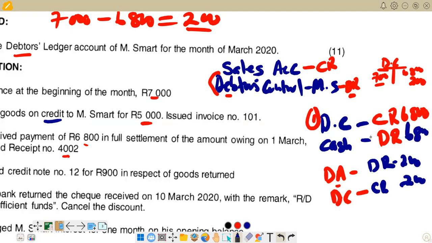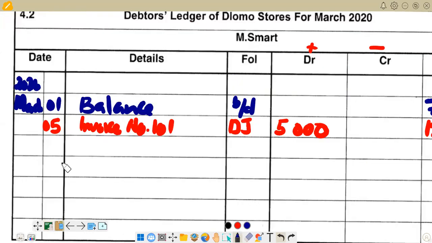So the account that we are concerned with is debtors control here. We are going to credit the debtors control 6,800, and we credit again the debtors control with 200 for discount. So this is what we have. So we can go back to the other section and enter that one.